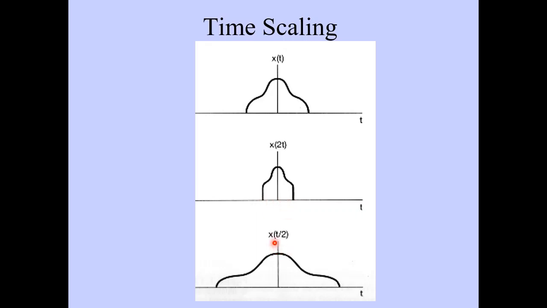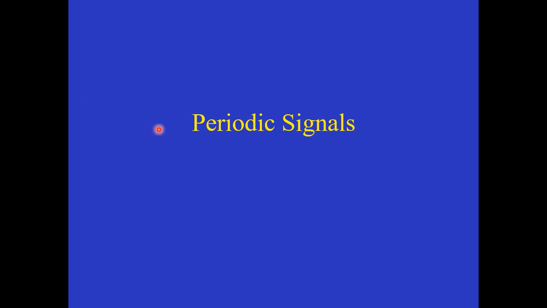Likewise, if we go x of t divided by 2, this has the effect of stretching it out in time. So our original signal up here is going to be stretched out to twice its width here. Now we're going to move on to a special class of signals called periodic signals.